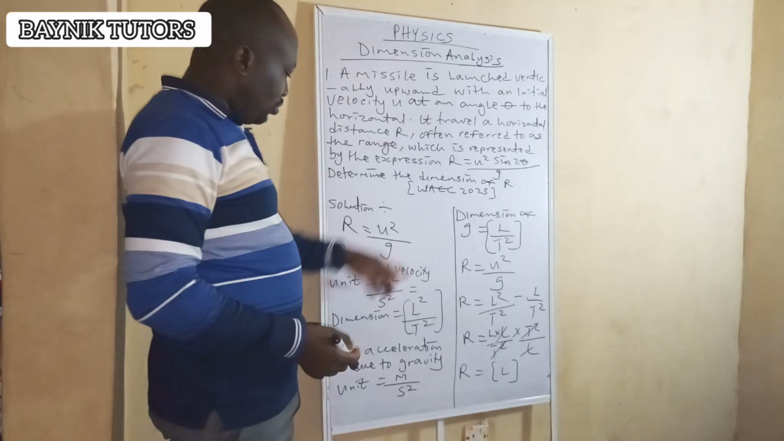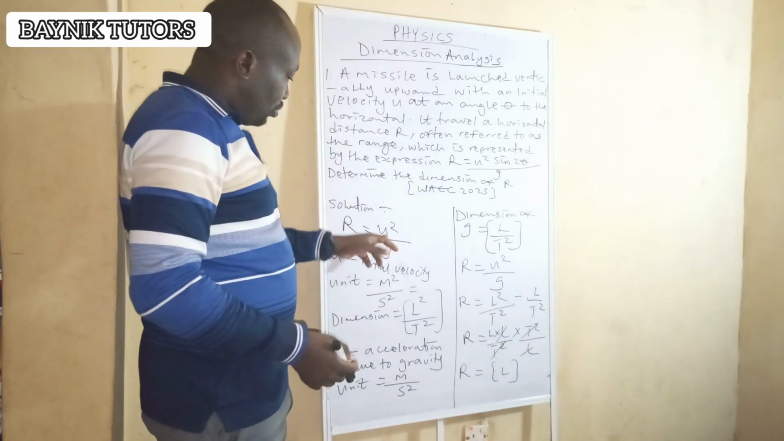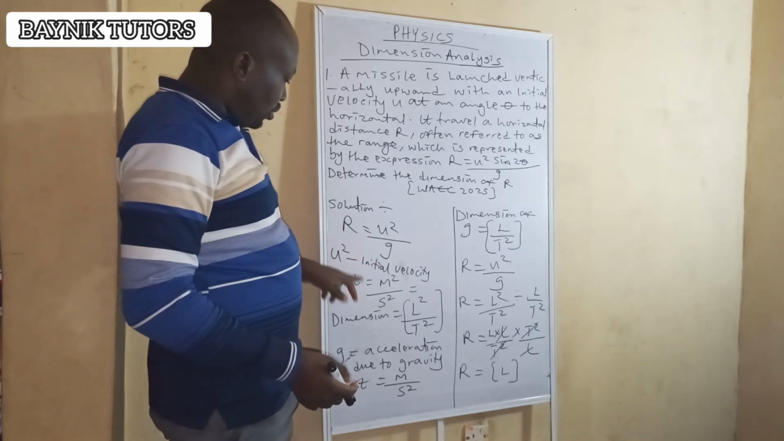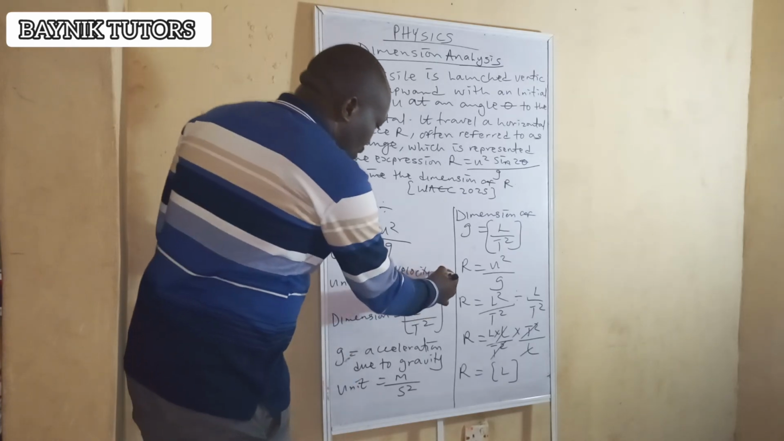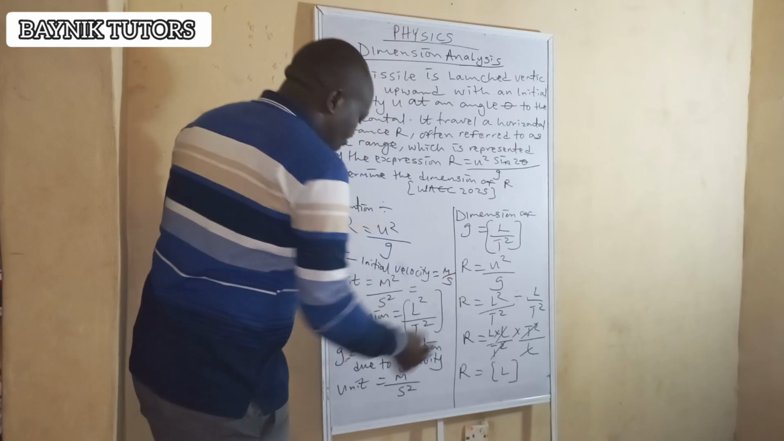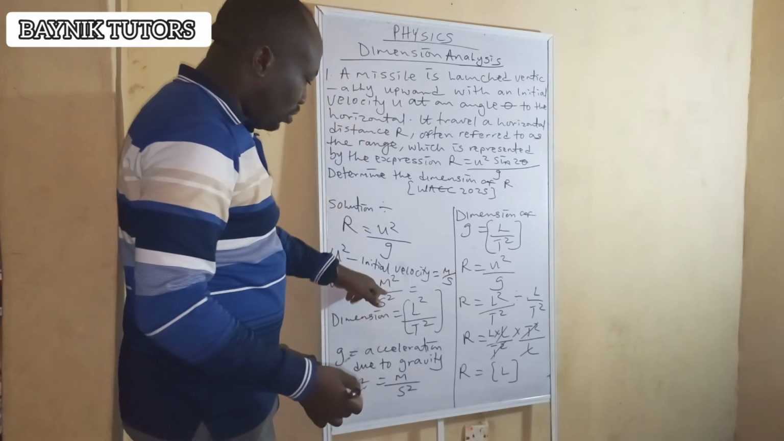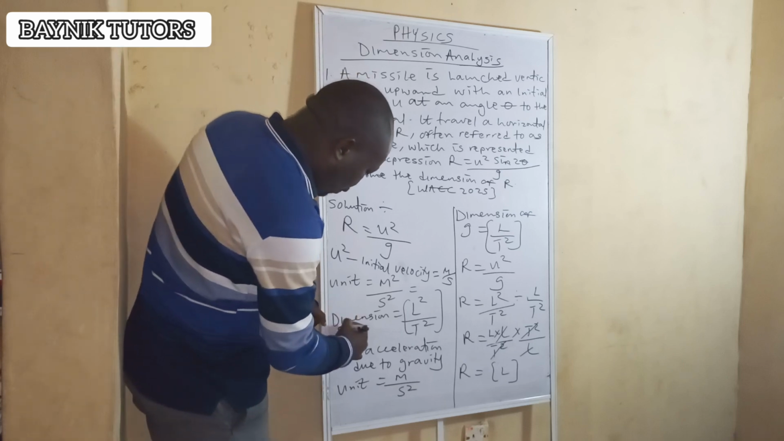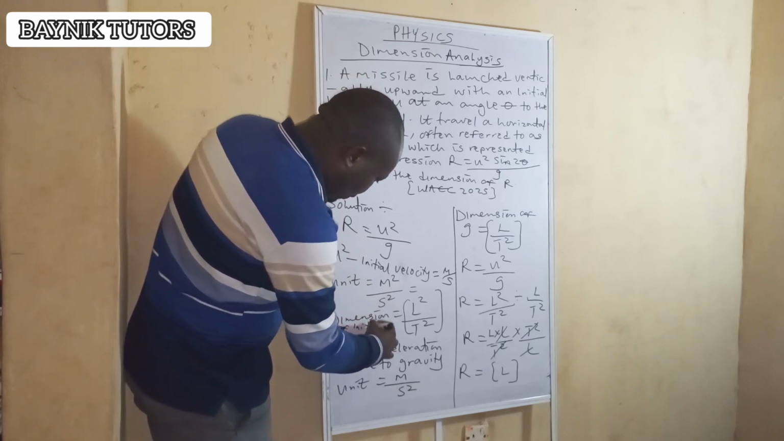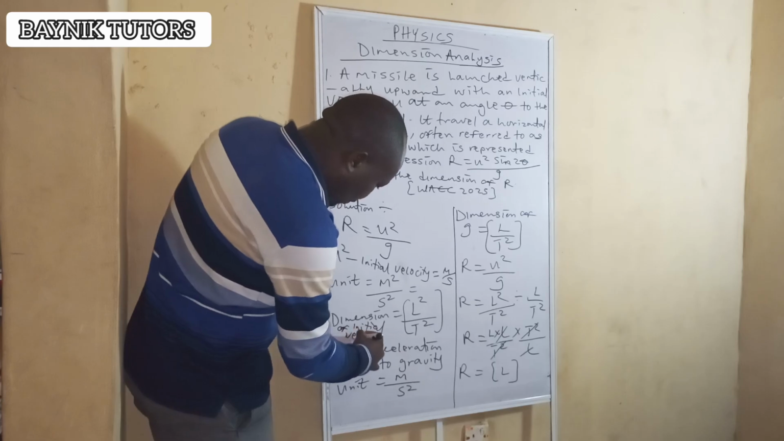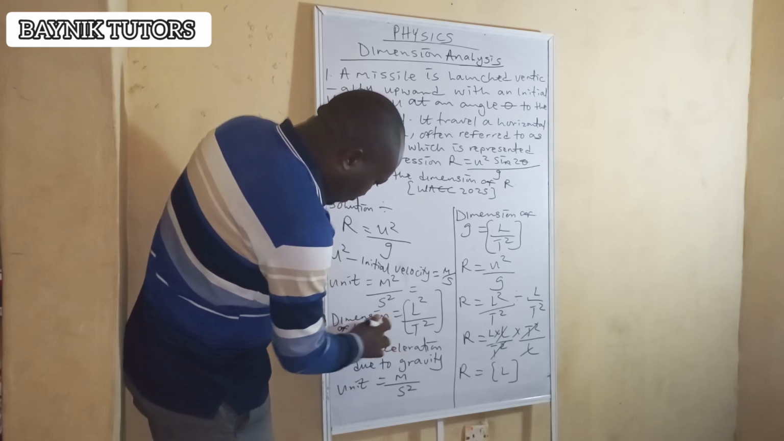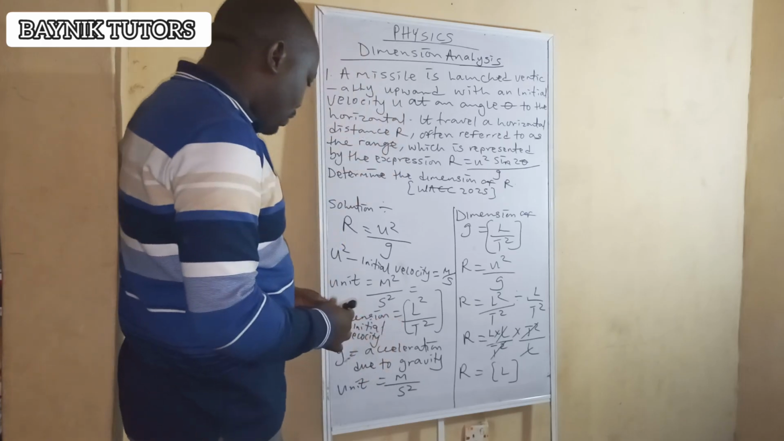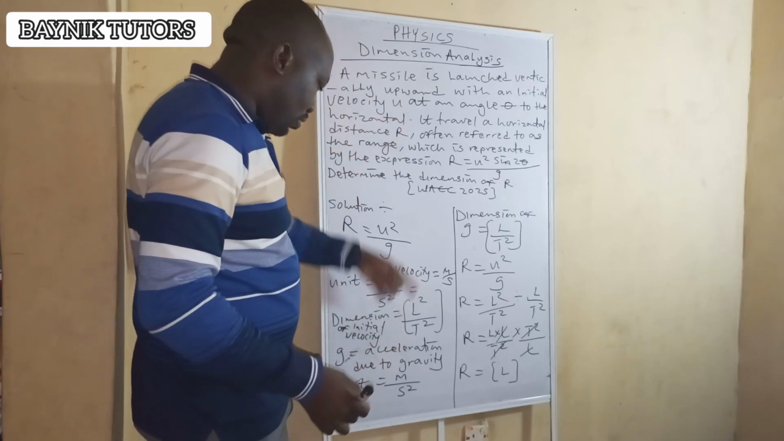You can see from the beginning that our range is u squared over g. The unit of velocity is meter per second, but when you square it, it becomes meter squared over second squared. So the dimension of initial velocity is L squared over T squared.